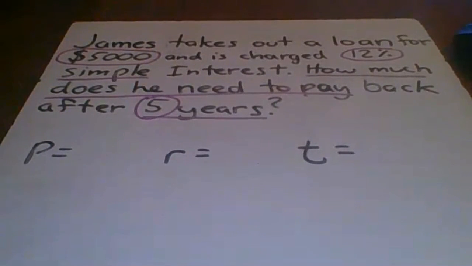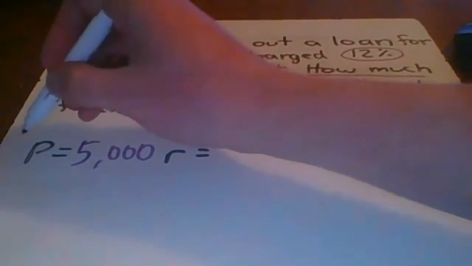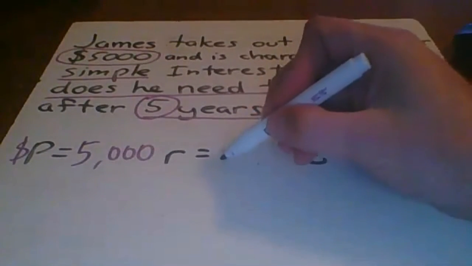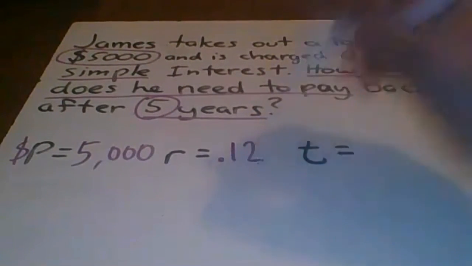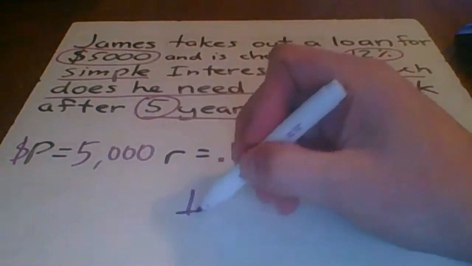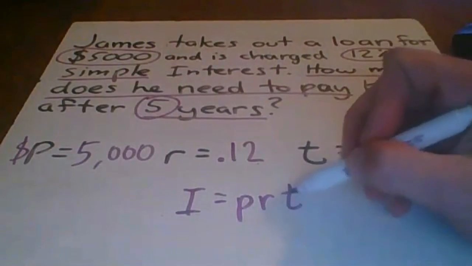What I want y'all to do, so I'm consistent, is tell me, out of all the stuff I have underlined and circled, what is P? 5,000. Because that's my money. What's my R? Okay, what is that converted into a decimal? 0.12. And what's my T? Correct. 5. And if you remember the formula, you just take those three numbers and multiply them together.